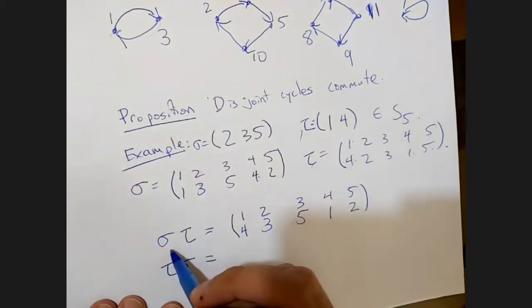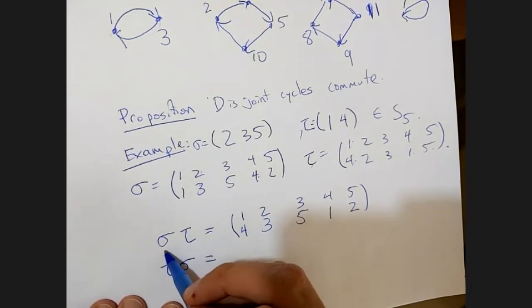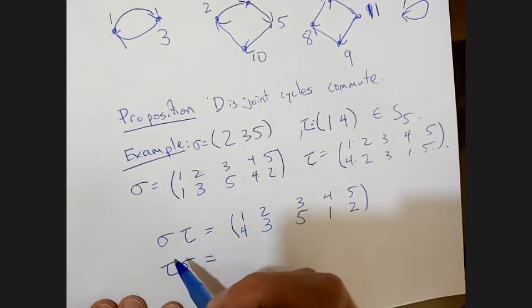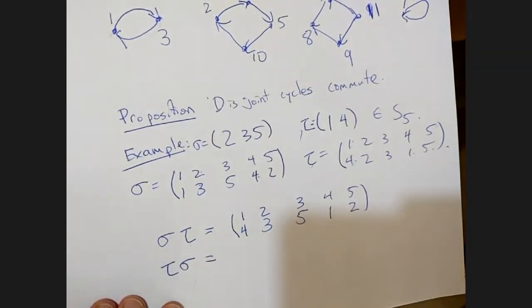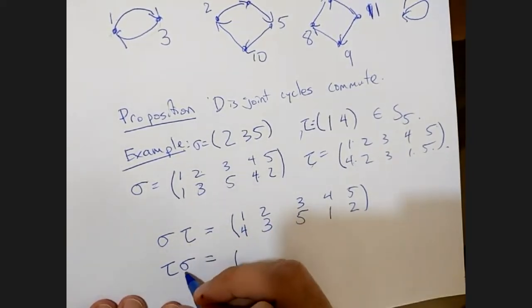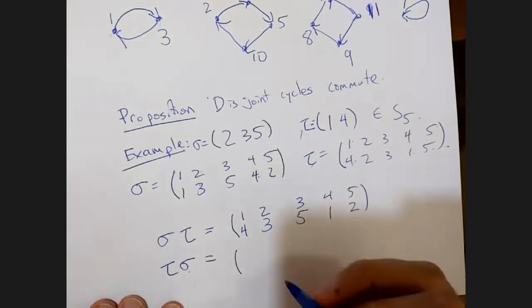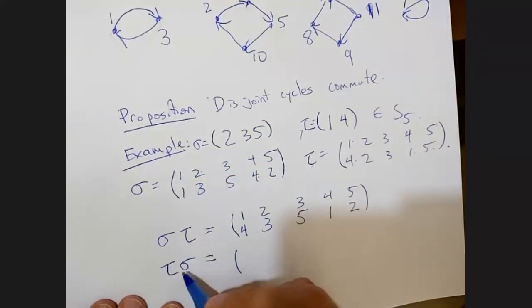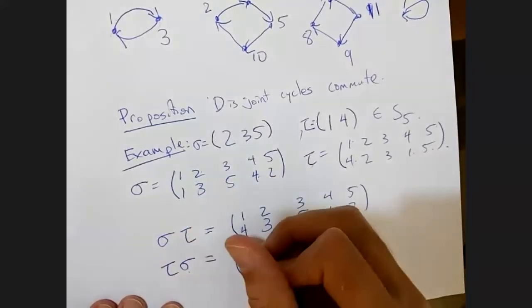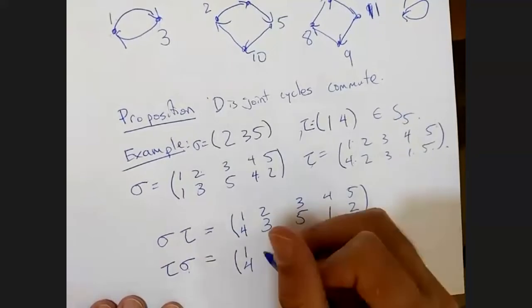And notice whenever we were computing things, the symbol was only changed by at most one out of the 2 permutations. And the same thing is going to happen when we do tau sigma, right? If something is changed by sigma, it's not affected by tau. So what happens? Well, when you do sigma first, 1 gets sent to 1, and then 1 gets sent to 4. You get 1, 4. We get the same thing happening.